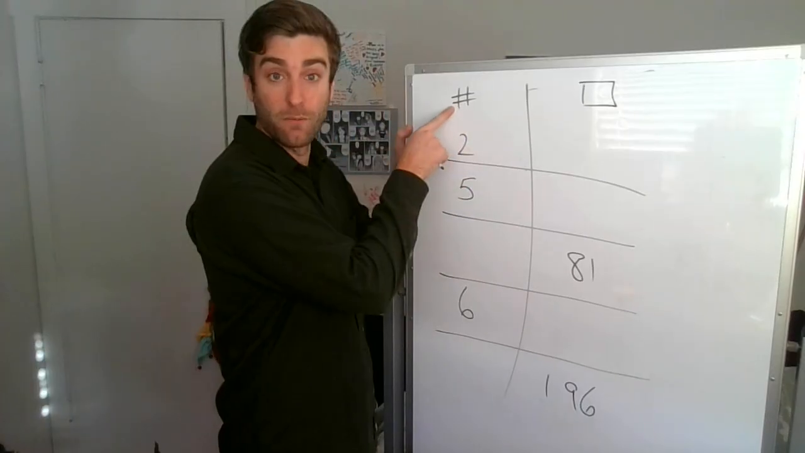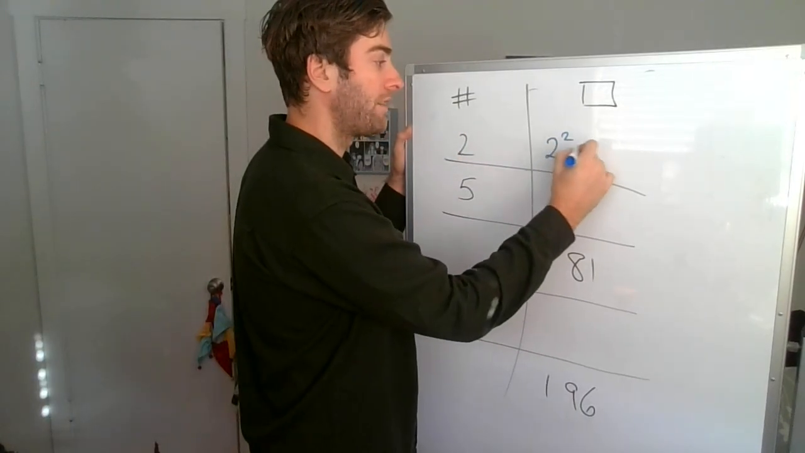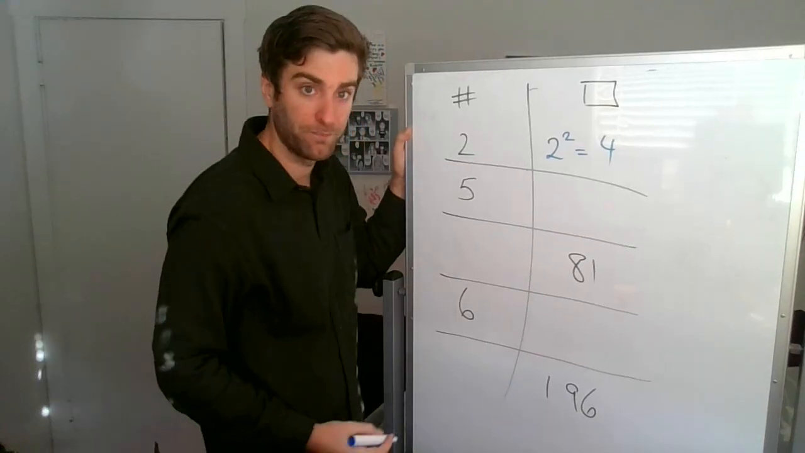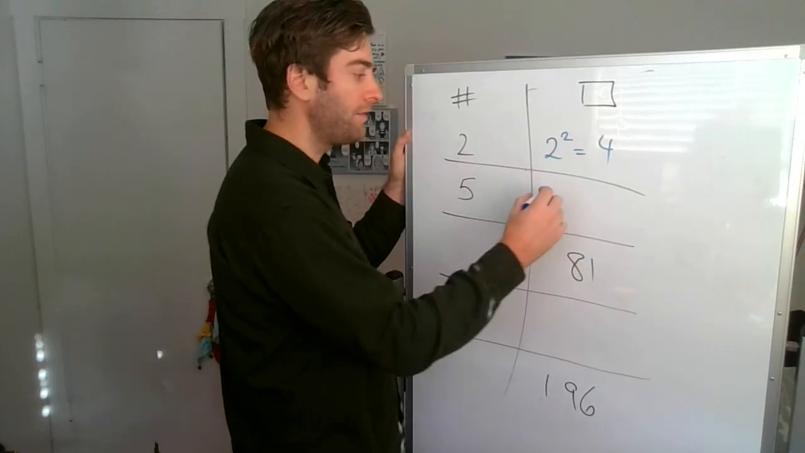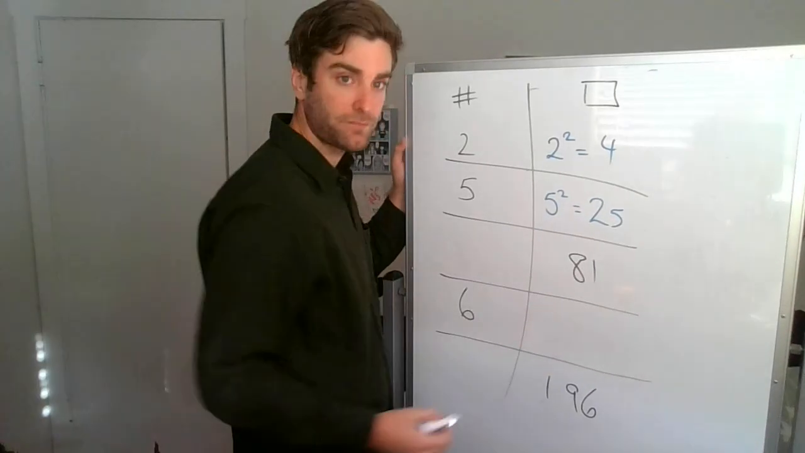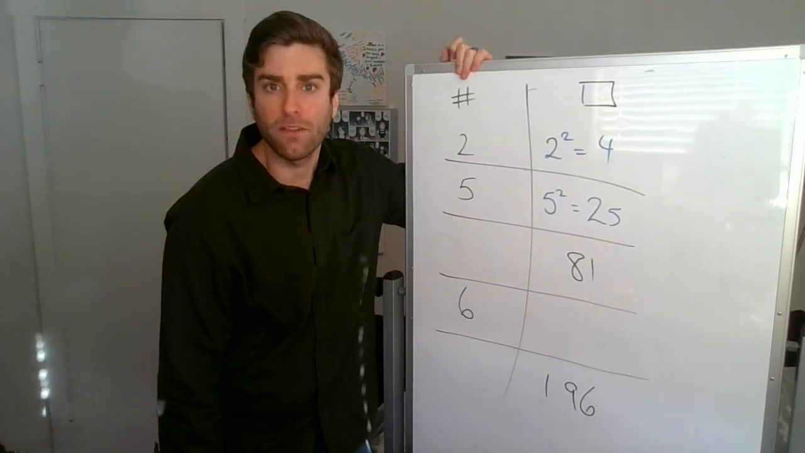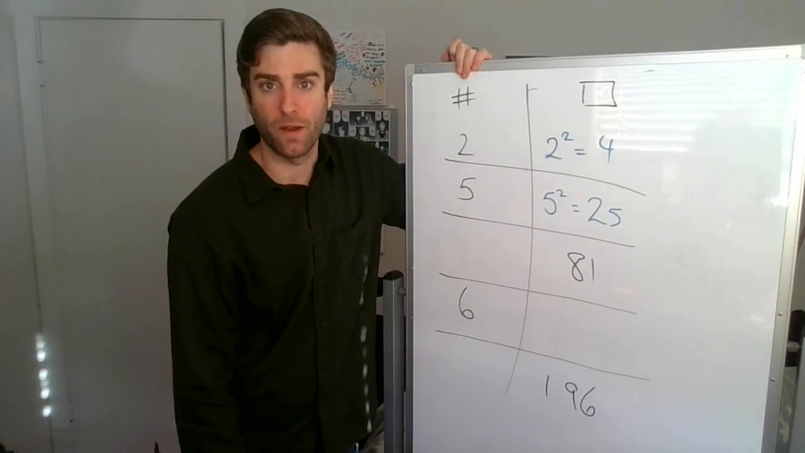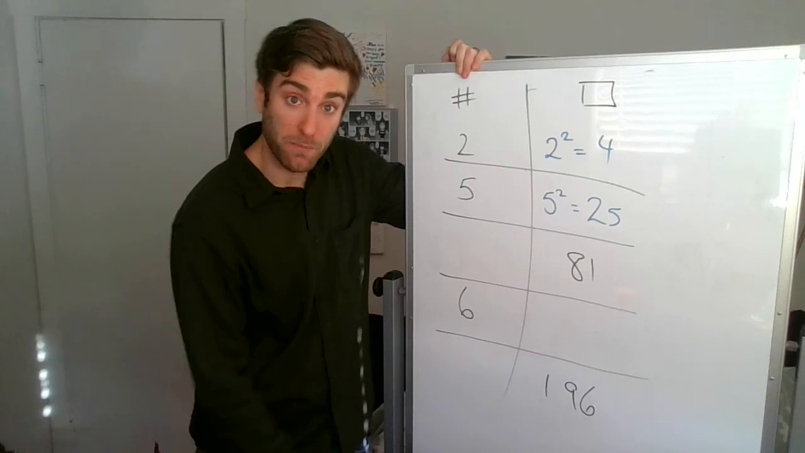Let's see. 2 is the number. I want to know what that is. What's 2 squared? 2 squared is 4. 2 times 2 is 4. What about 5? We just did 5. 5 squared is 25. Now here, I want to know what number times itself makes 81. Do we know? Tricky one. But it's 9.